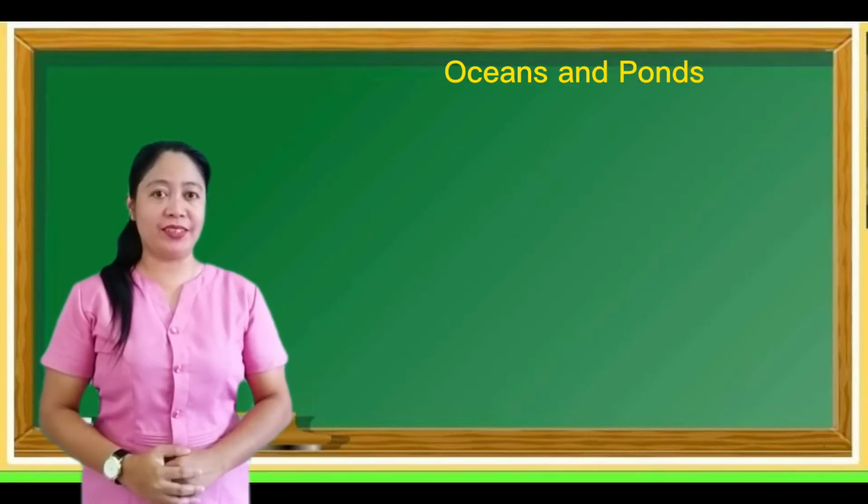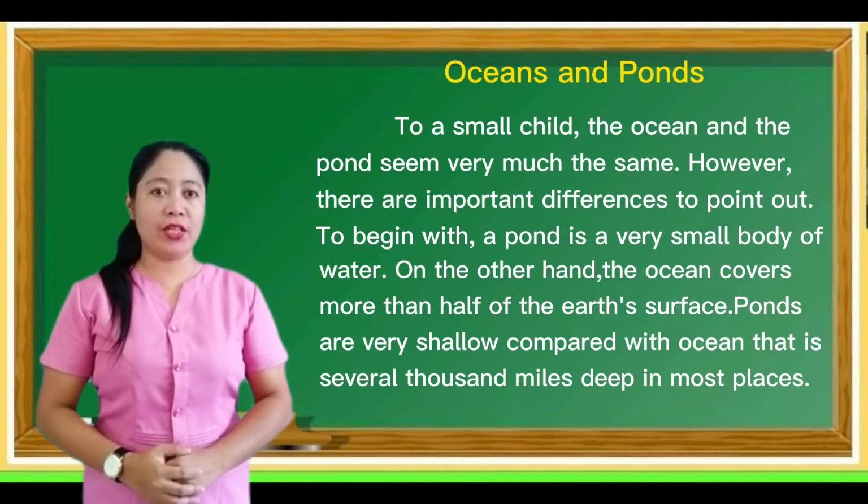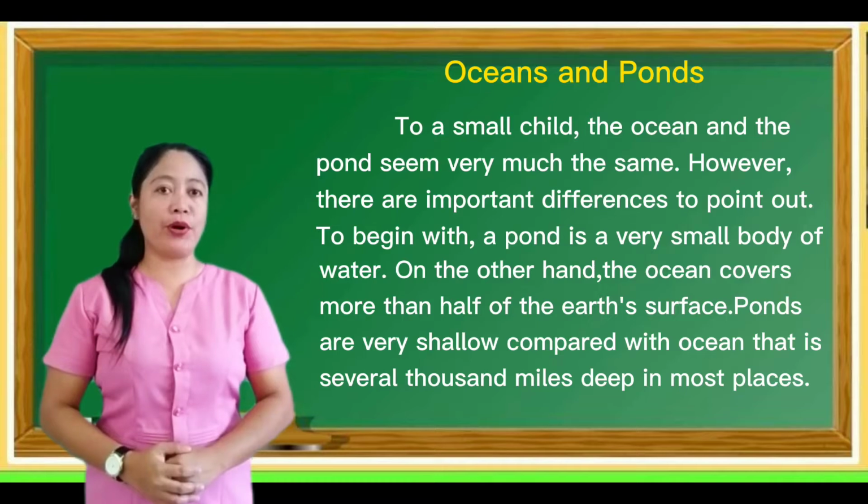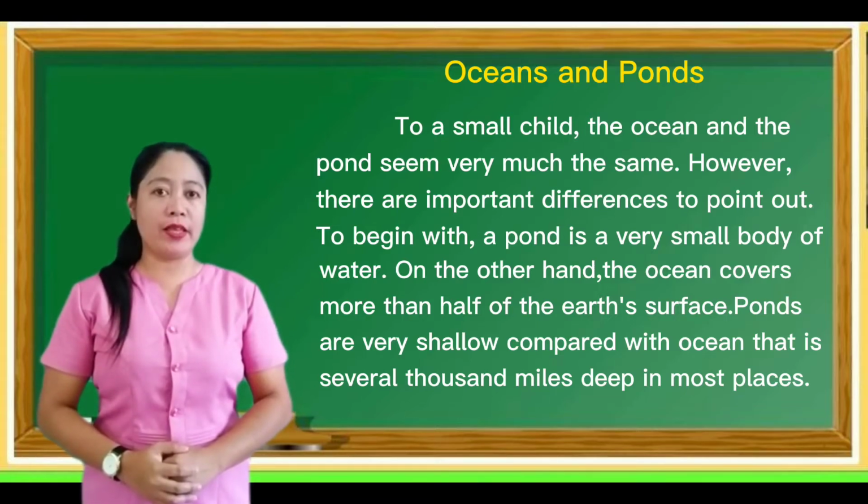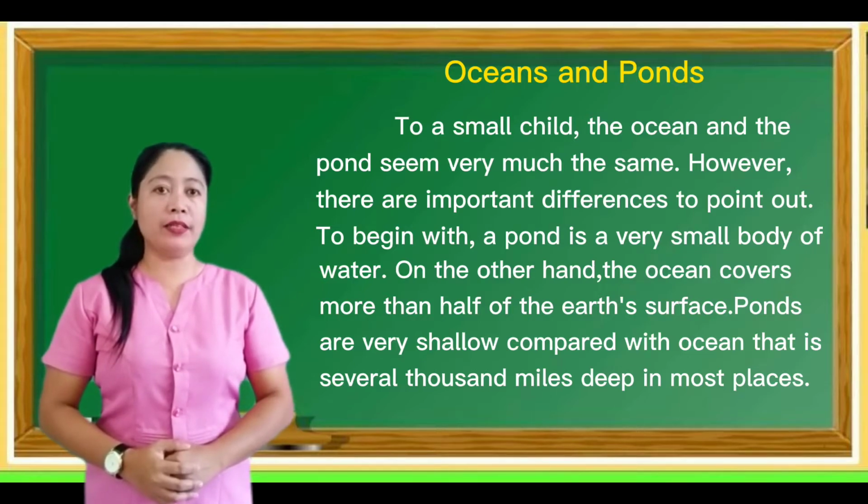Oceans and ponds. To a small child, the ocean and the pond seem very much the same. However, there are important differences to point out. To begin with, a pond is a very small body of water. On the other hand, the ocean covers more than half of the Earth's surface. Ponds are very shallow compared with the ocean, that is several thousand miles deep in most places.